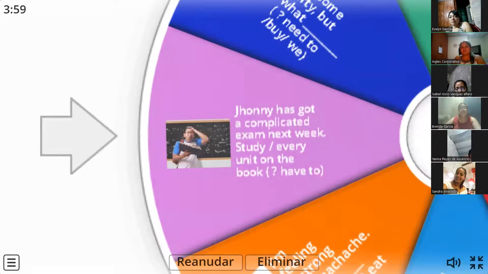Johnny? Mm-hmm. Has to go. Exam next week, study every unit of the book. Mm-hmm. Johnny has got a complicated exam next week. He has to study every unit of the book. Okay. It is an obligation to study.